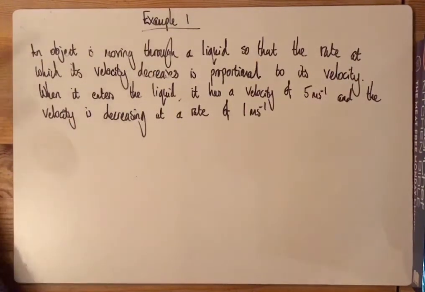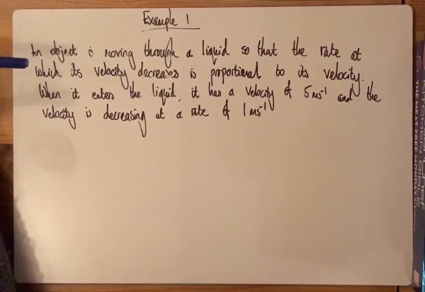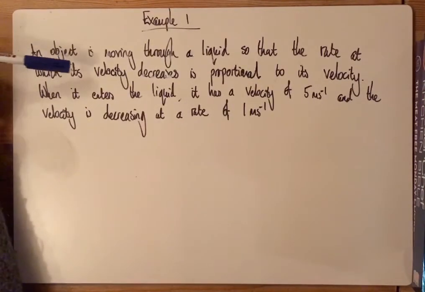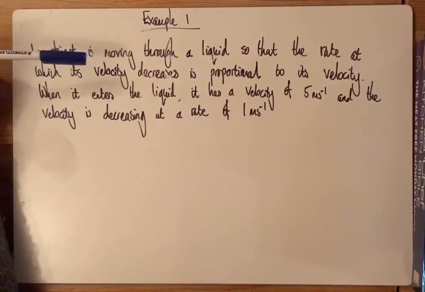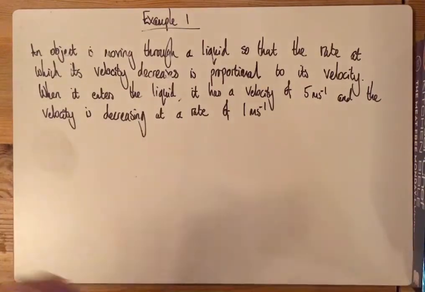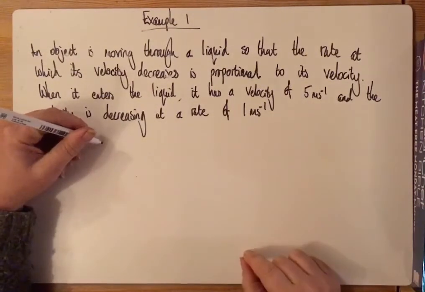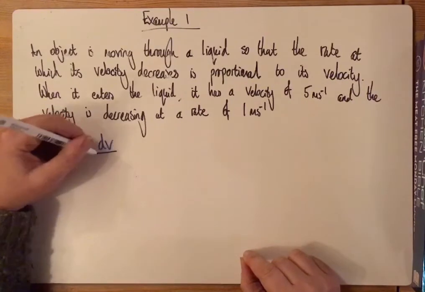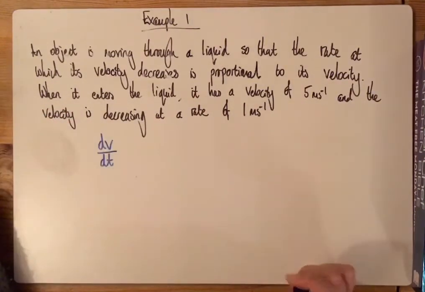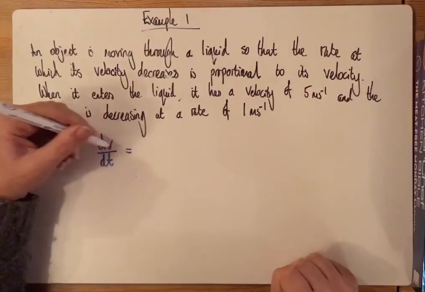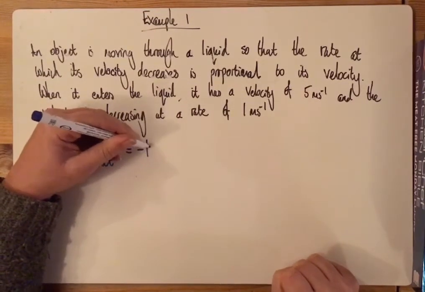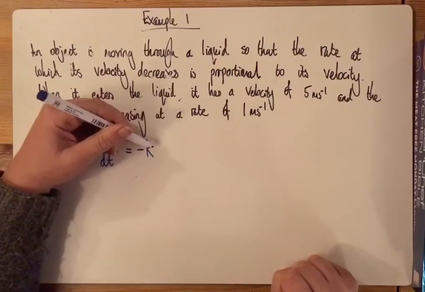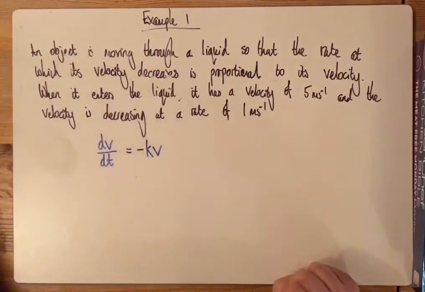So example 1: we've got an object moving through a liquid so that the rate at which its velocity decreases is proportional to its velocity. And we can form a differential equation from that. The rate at which its velocity decreases is dv/dt, so that's the rate of change. And it's proportional to the velocity. Because it's decreasing, we put a minus in, so it's got a negative gradient. Remember, k is a positive constant and it's proportional to the velocity.